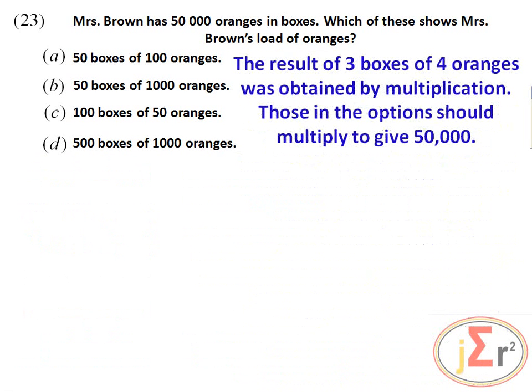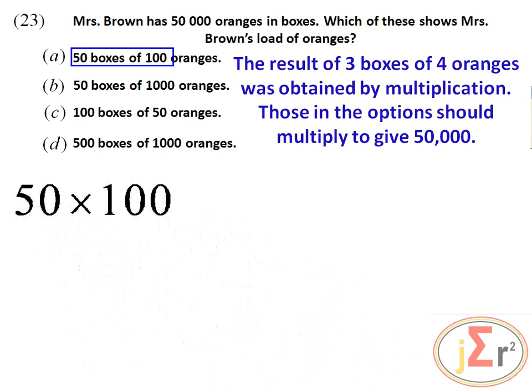The result of 3 boxes of 4 oranges was obtained by multiplication. Those in the options should multiply to give 50,000. And Jerry is saying that the answer is option B. Well, let us take a look at option A first. What do we notice?